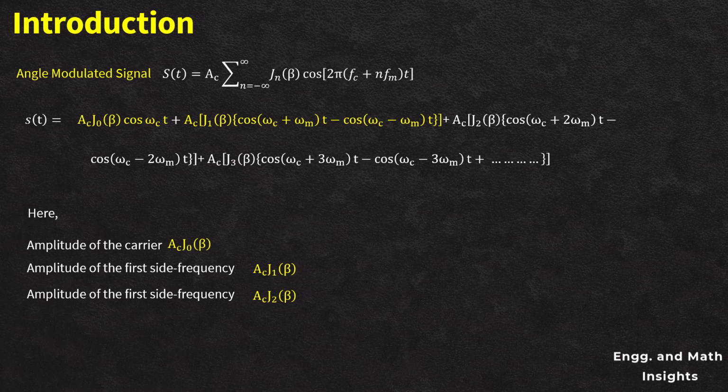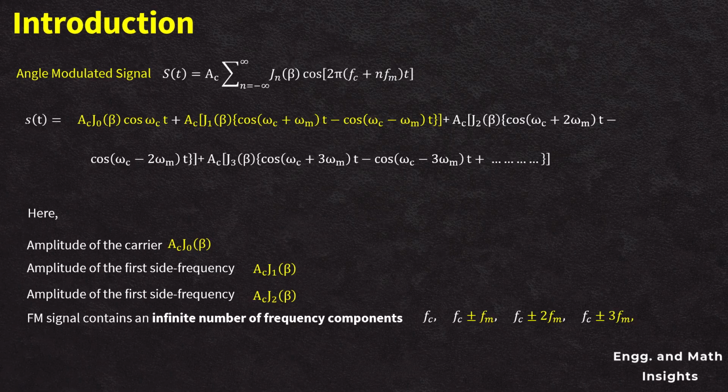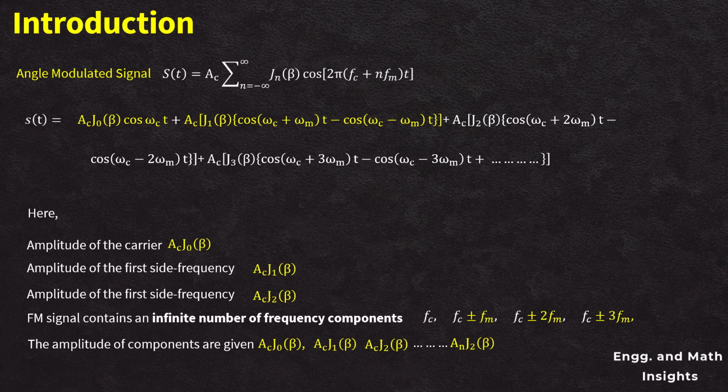So the frequency modulated signal consists of an infinite number of frequency components located at fc + n fm, where Jn(β) determines the amplitude of each component, given by Ac J0(β), Ac J1(β), Ac J2(β), up to Ac Jn(β). Later, when we plot the spectrum of the frequency modulated signal, you will see the carrier and the sidebands spaced at intervals of fm with the heights determined by these Bessel functions.